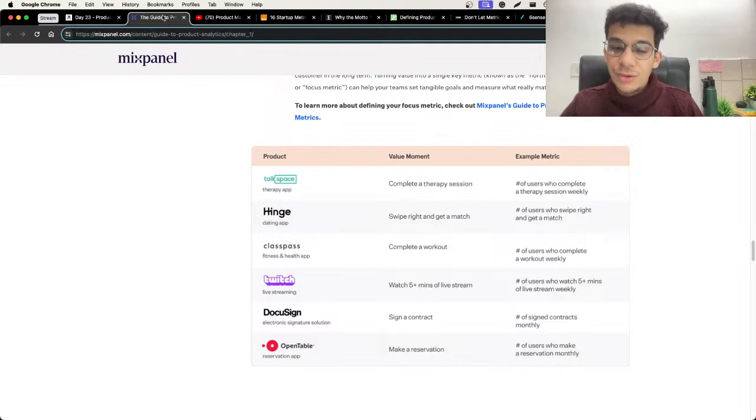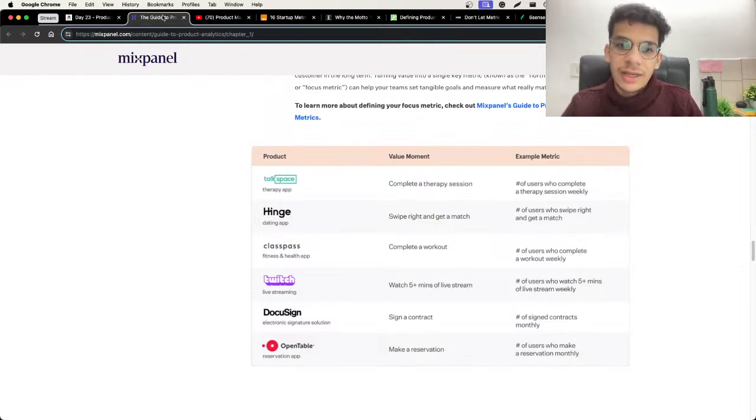But here are a few examples of how different tools look at their metrics based on their value moment. Value moment is essentially the aha moment, which is the time it takes to get to the most valuable point. MVP is primarily minimum viable product, but in this case let's consider it the most valuable point, where the user can actually feel the real value of the product and how easy it is.